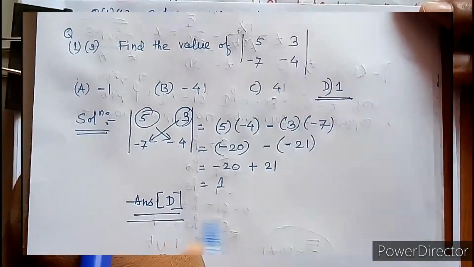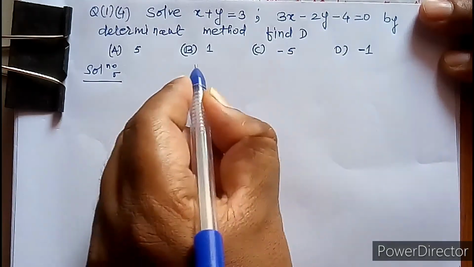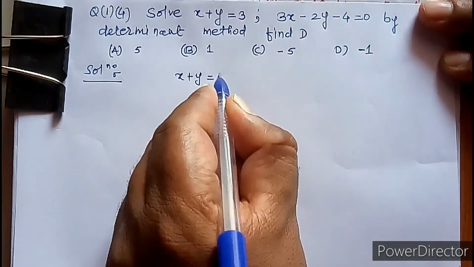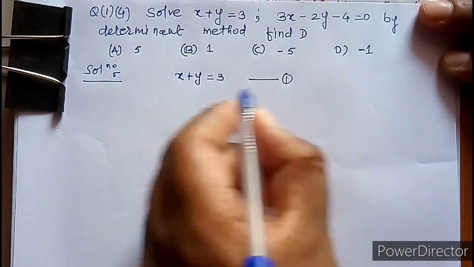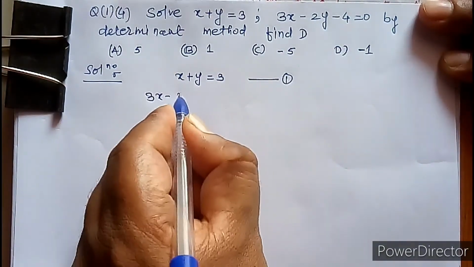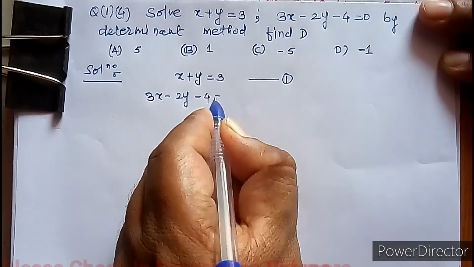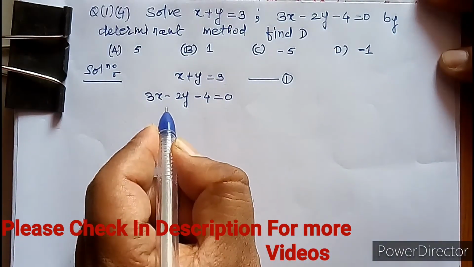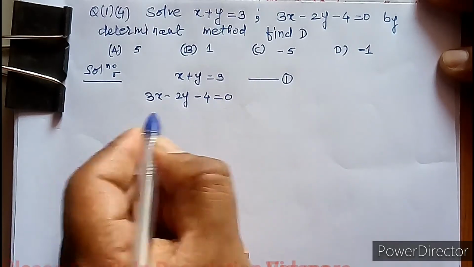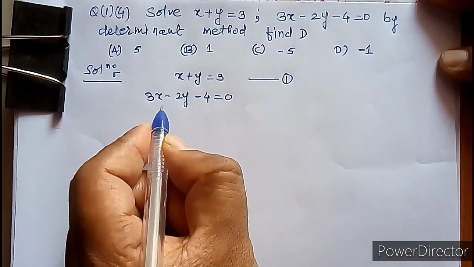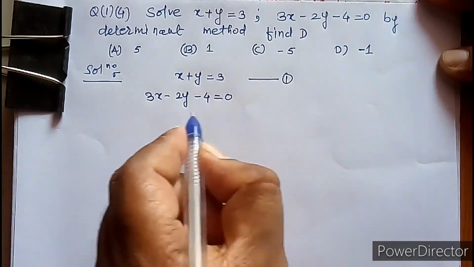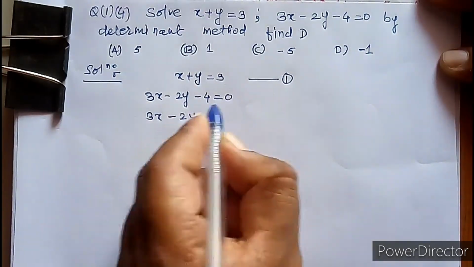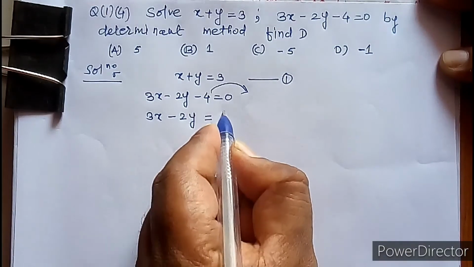This is our answer. In the solution part, the equation first is that is x plus y equals to 3, equation 1, and second equation is 3x minus 2y minus 4 equals to 0. It is not in the form of ax plus by equals to c. Then convert it in the form of ax plus by equals to c. Now it will be 3x minus 2y, as it is minus 4, on change of side it will be plus 4.